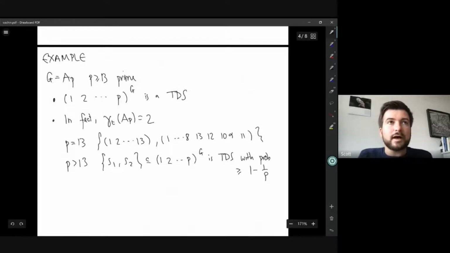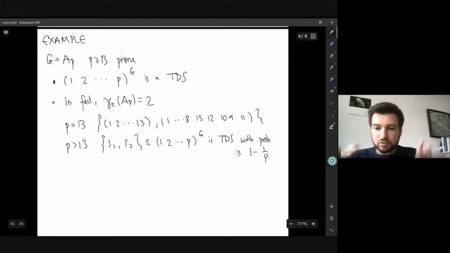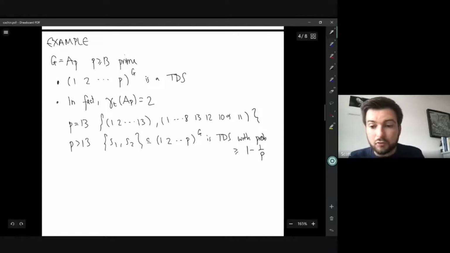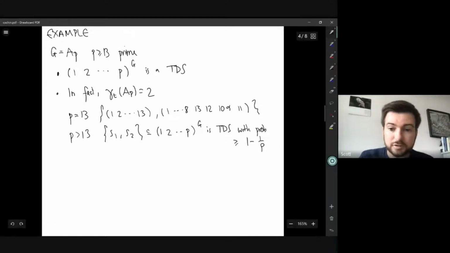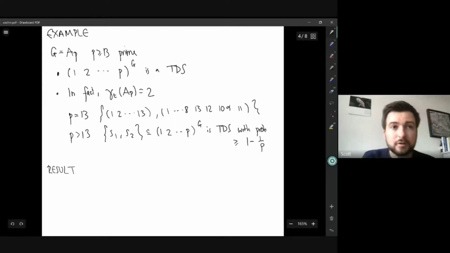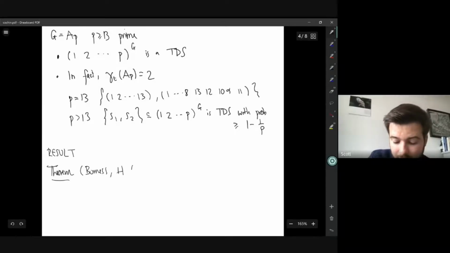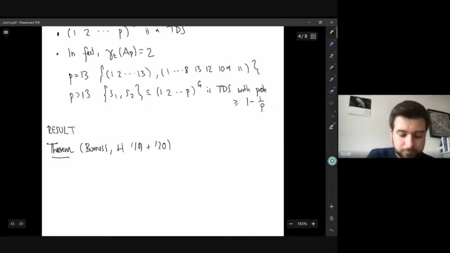Okay, so we've seen this example with the alternating groups of prime degree. Let me now zoom out slightly and tell you something about all finite simple groups, and not just the alternating groups of prime degree. So I guess this is our main result on this topic. This is a result of Tim Burness and me from across two different papers, one from 2019 and one from 2020.